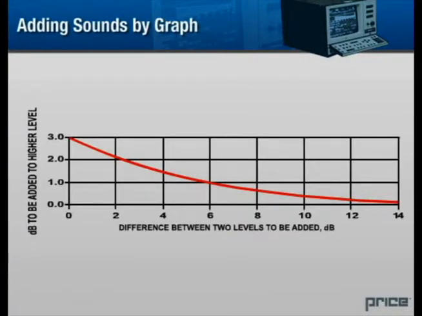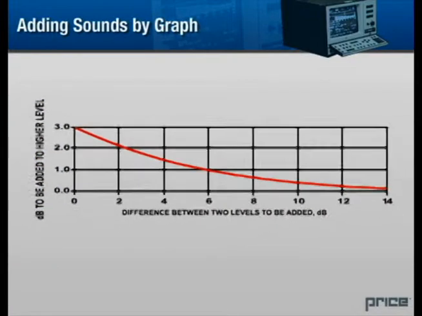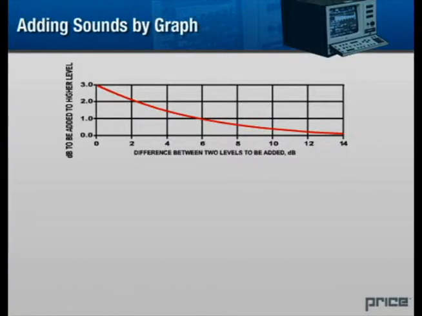Alternatively, the following chart can also be used to determine sound totals in decibels. At the bottom of the chart is the difference between the two sound levels to be added. The numbers found on the left side of the chart represent the decibel level to be added to the louder sound source to arrive at a decibel total. To better illustrate adding sound levels using this chart, let's take a look at a couple of examples.